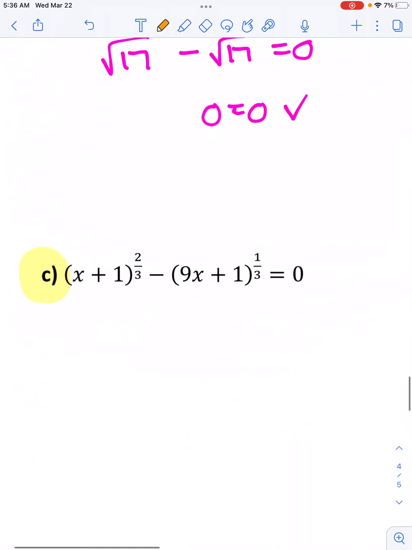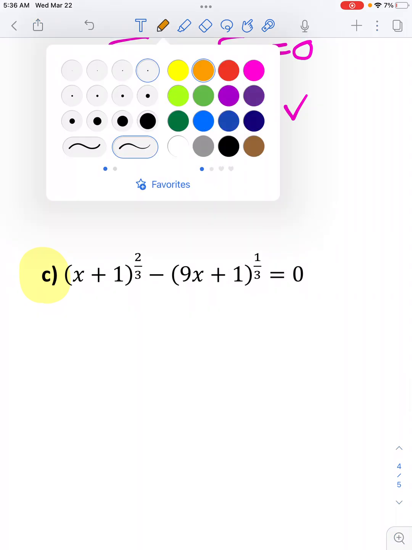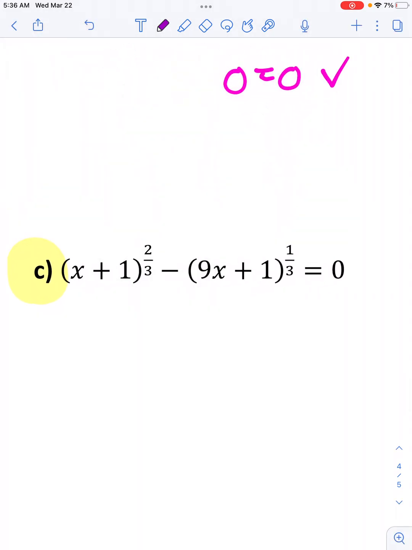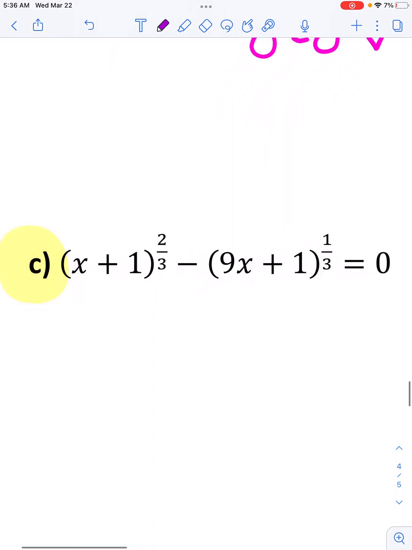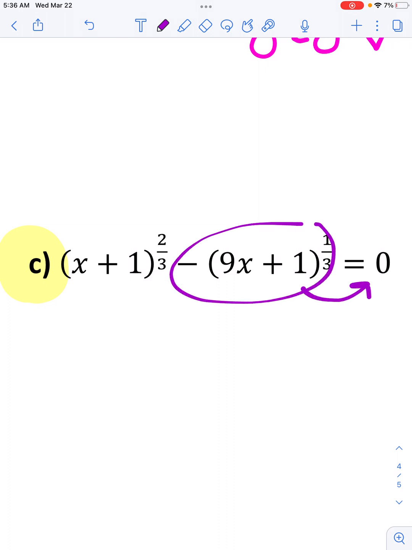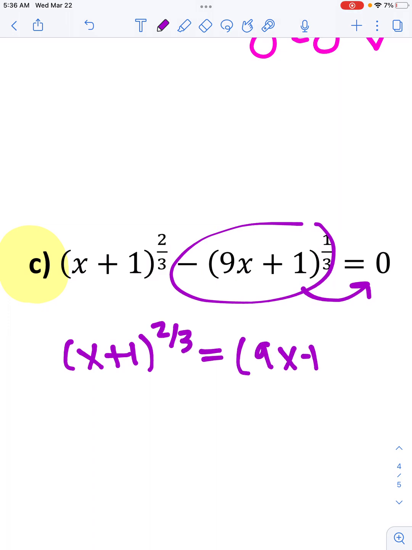These ones are a little bit of a challenge. So these ones are to the third. And again, it might be easier. One second. So this one's going to have a quadratic. So I'll move this over. So I have x plus 1 to the 2/3 equals 9x plus 1 to the 1/3.